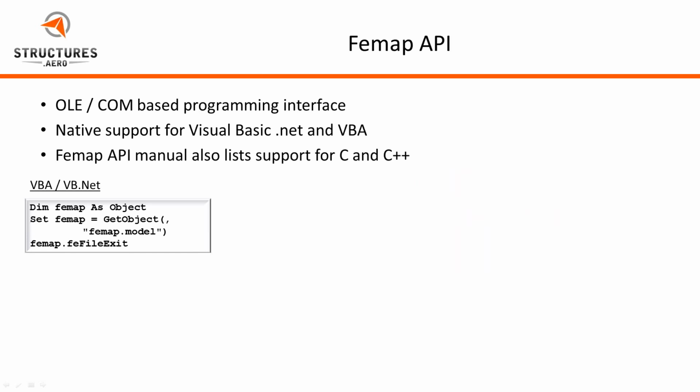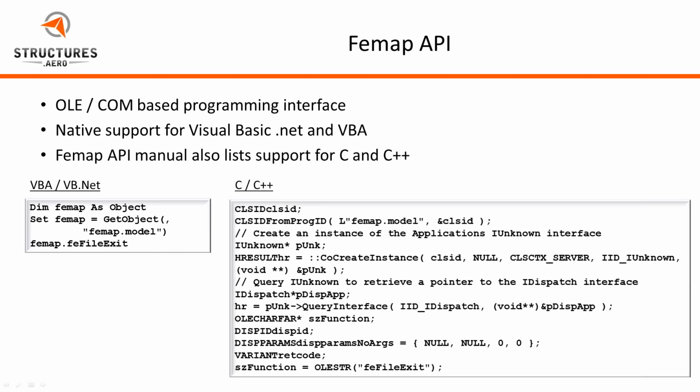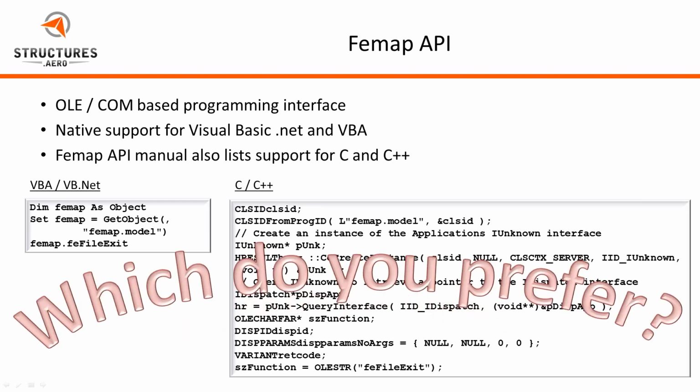So in VBA or .NET, we do a Dim FEMAP As Object, and then a GetObject on a FEMAP.model, right? This is a very quick code segment, which is just going to connect to an open FEMAP session and close it. So it takes 3 lines. It's very simple. If you want to do the exact same thing over the COM interface in C or C++, it looks like this. So this is a very low-level set of code dealing with creating and utilizing that COM object to its very end, calling the FE file exit function. Yeah, I don't know about you. I don't want to be dealing with that.